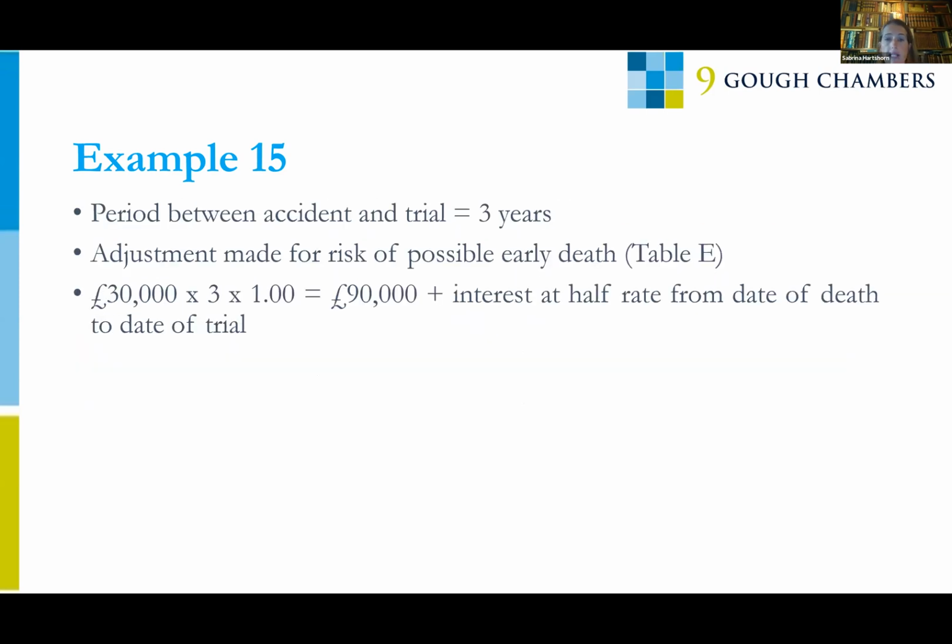So the period between the accident and the trial was 3 years. And we know that an adjustment needs to be made for the risk of possible early death under Table E. We've got the multiplicand of 30,000, we multiply that by the 3 years, and multiply it by that risk under Table E.